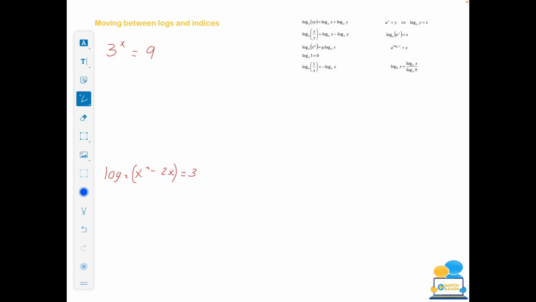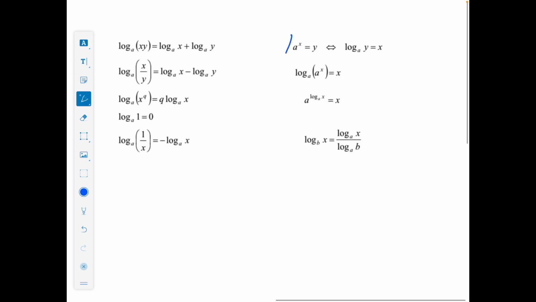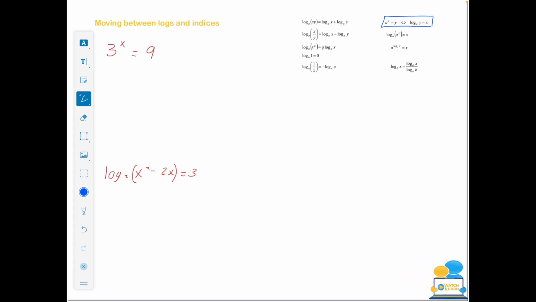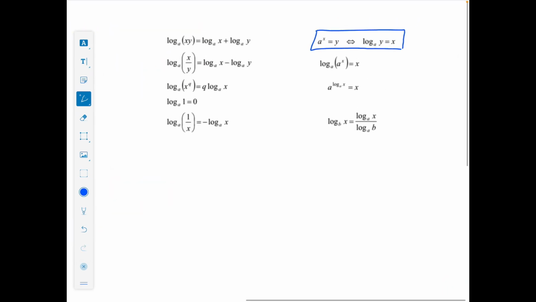Now, before we move on to solving problems with logs, so solving for x, we need to figure out how to move between logs and indices, because that's going to be really important for solving. So this is the formula that I mentioned at the start that was going to be super important. This is the key to a lot of questions. So if we look at our first problem here, we're solving for x. We want to find out what the x is. Now, if the x is trapped in an index, if it's the power, you need to change to logs.